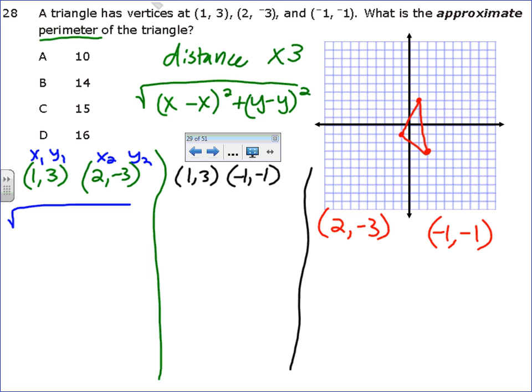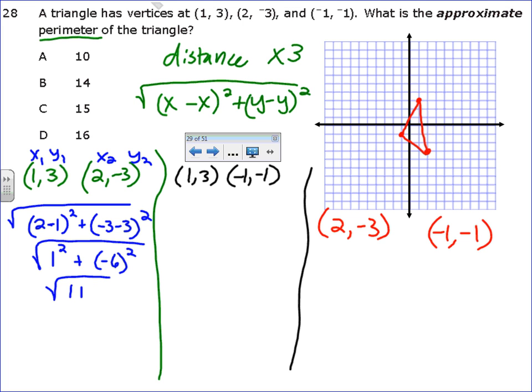And so 2 minus 1 squared plus negative 3 minus 3 squared. That made it 1 squared plus negative 6 squared. And 1 plus 36, which is 37. And if I wanted to put where that was on the graph, this is for 1, 3, and 2, negative 3. So this side length is the square root of 37.